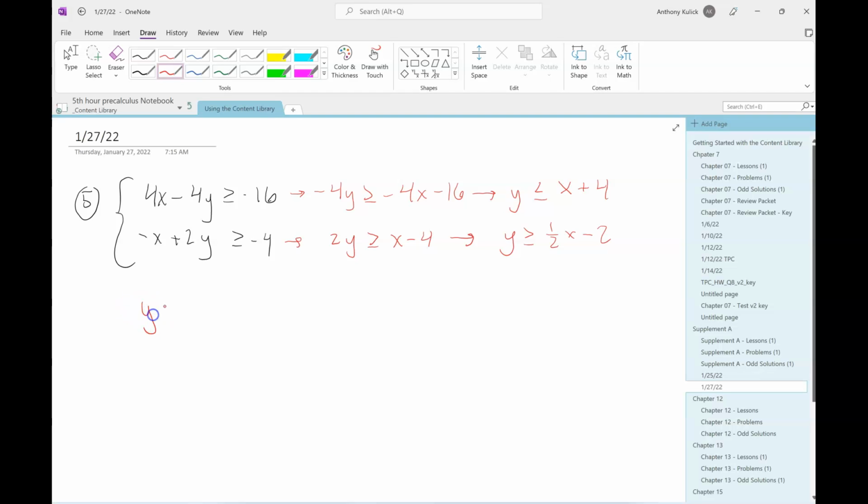Then we'll pretend each of these inequalities is an equation, and I'll use that equation to figure out 2 points that would lie on that line. So maybe I pick 0 for x, and when I plug in 0, I get 4 for y. And then maybe I'll pick negative 4 for x. When I plug that in, I get 0 for y. Again, it doesn't really matter which x's you're choosing to use.